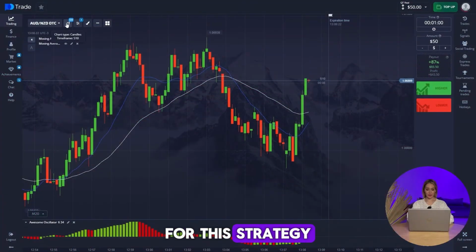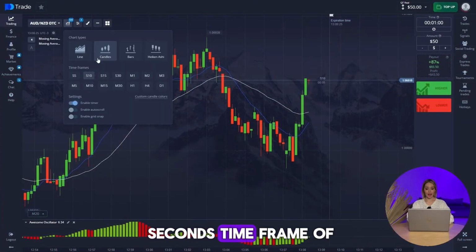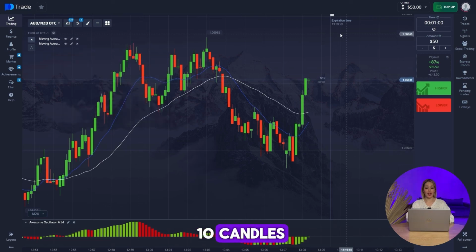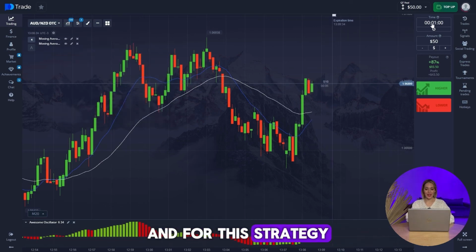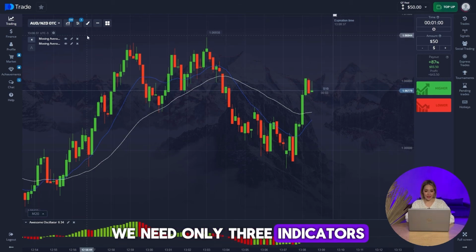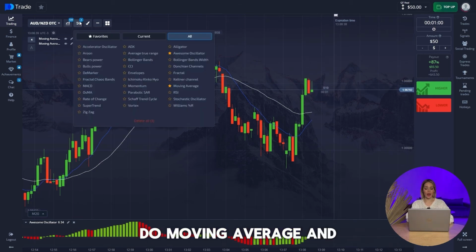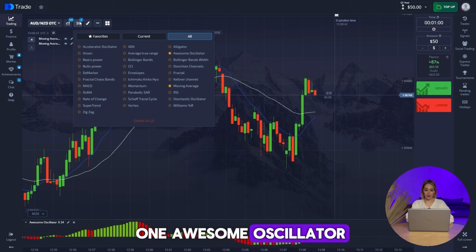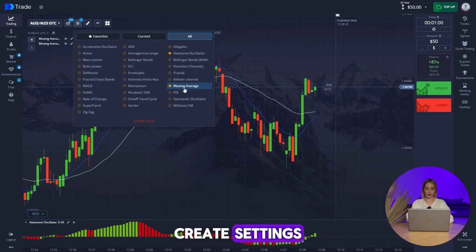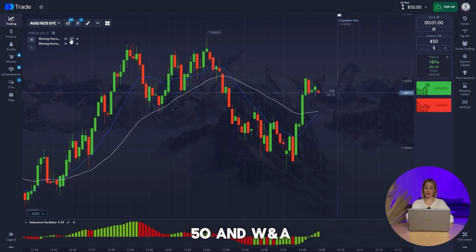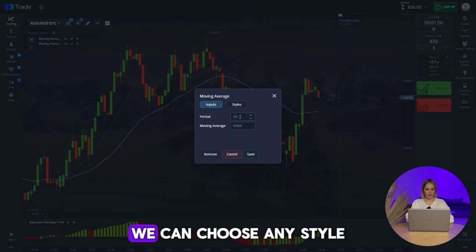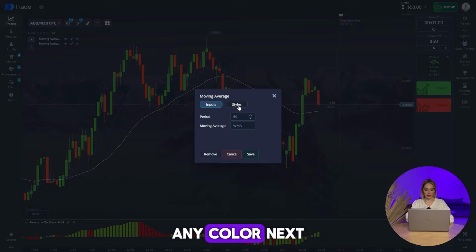For this strategy, we need a 10 seconds time frame of 10 candles, a 1 minute expiration time, and only 3 indicators: 2 moving averages and 1 awesome oscillator. Create settings for the moving average. We select the period 50 and WMA. We can choose any style, any color.